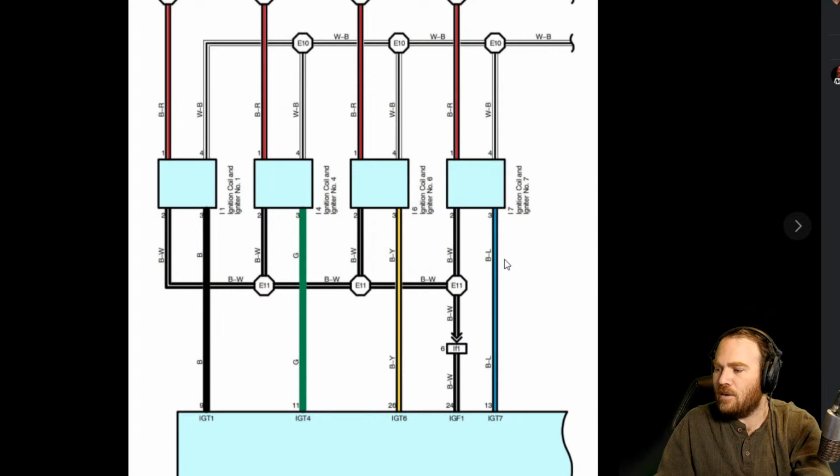Okay, we have a wiring diagram included here. So they have IGF-1, and more than likely they have an IGF-2 for the other bank.